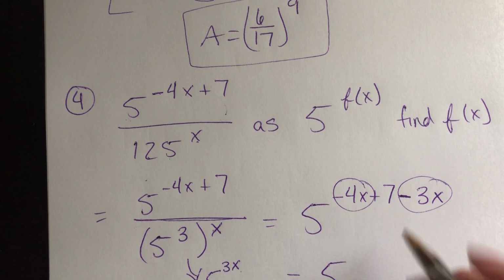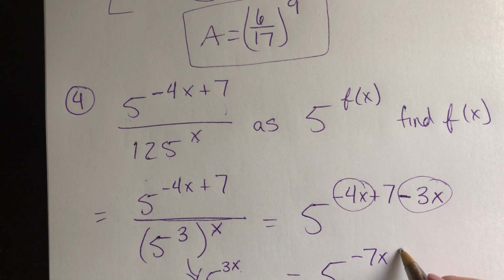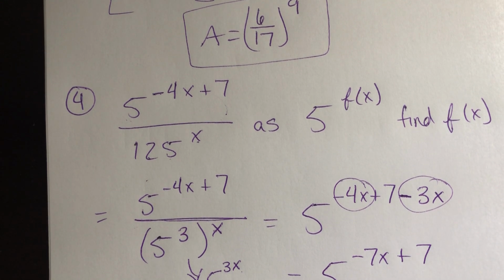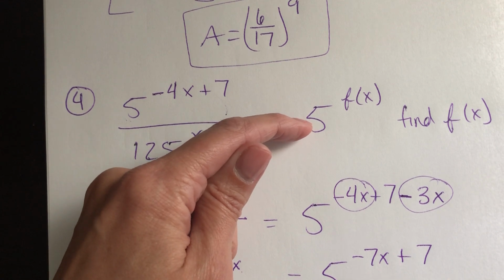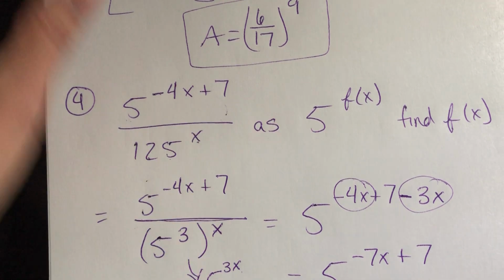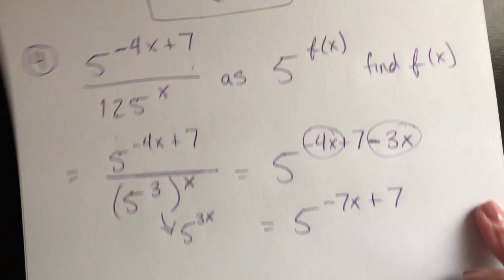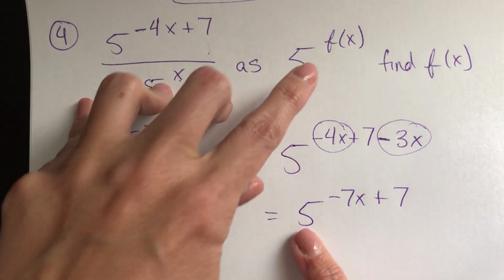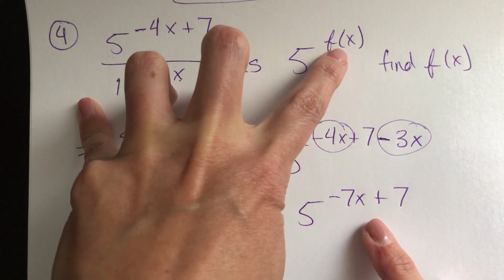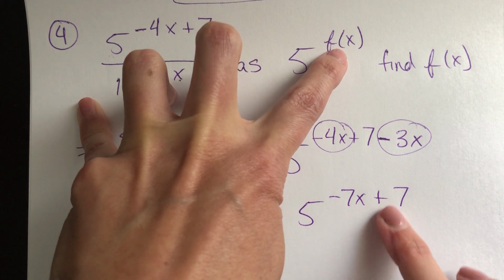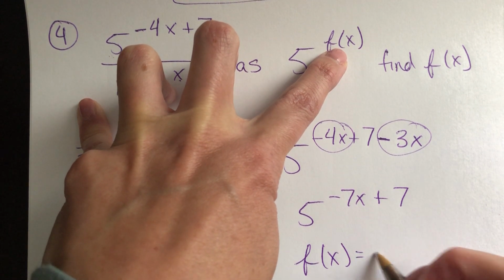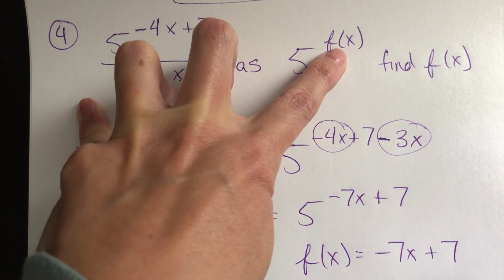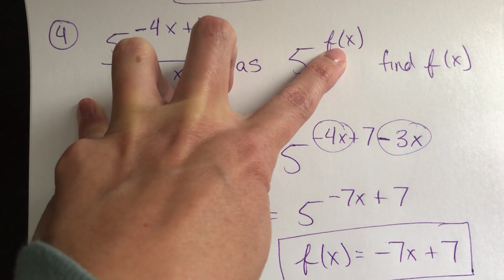So this is 5 to the negative 7x plus 7. So we did it. We got it simplified down to a base of 5 here. Base of 5 here, and then the exponent is what we're looking for. So this is your f of x right here. And then that's your answer.